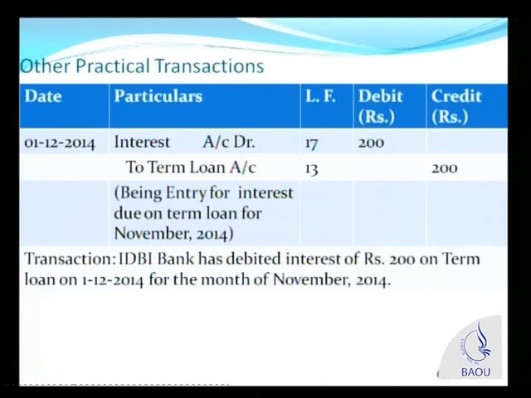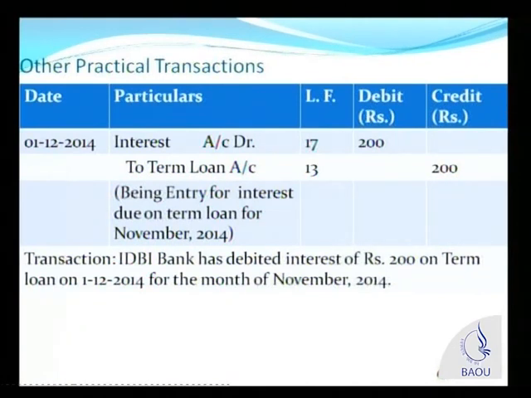So term loan account, why is it credited? Number one, it is a liability. Your liability increases because earlier you had to pay only 25,000 towards term loan. Now you even have to pay this 200. Your liability is increased by 200 rupees. When liability is plus or liability increases, that liability account is credited.